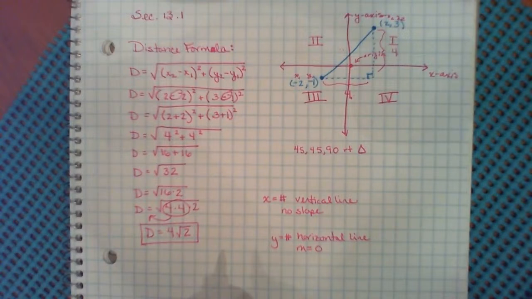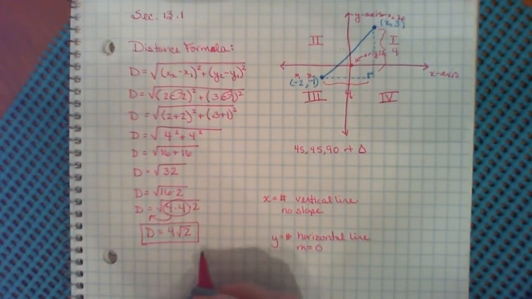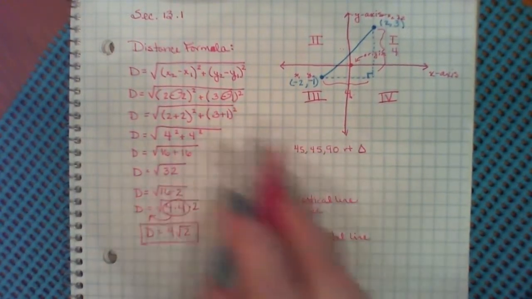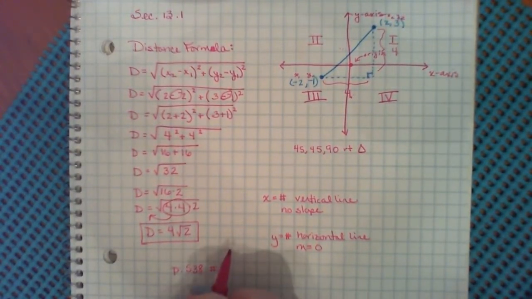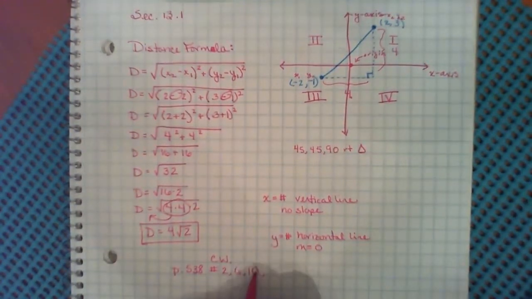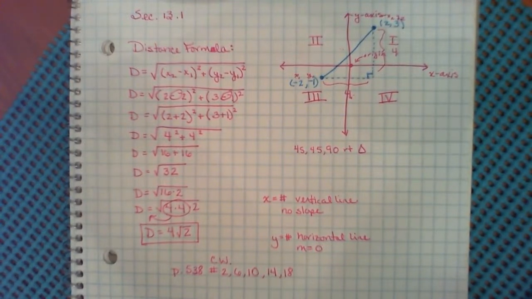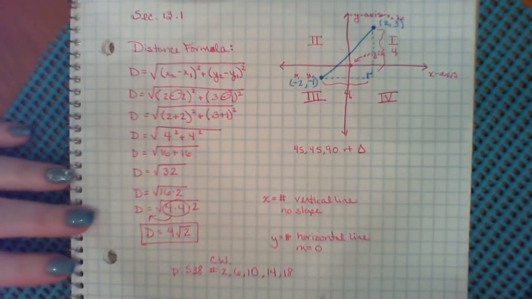Yep, I'm good. Your classwork and homework. See, less than a page of notes, just saying. On page 538, classwork is going to be numbers 2, 6, 10, 14, and 18. And once again, make sure you do it on graph paper. It'll make your life a ton easier because you'll be able to draw the pictures if you need to.